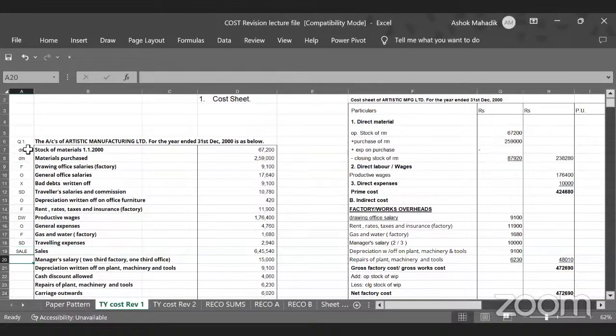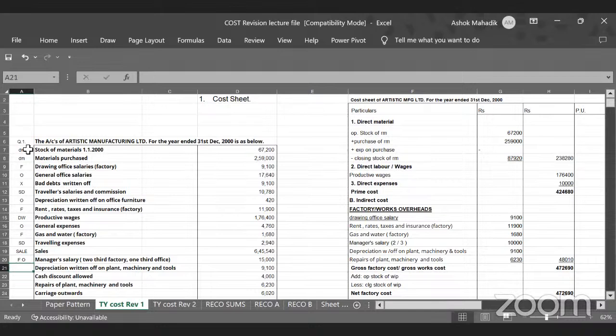Manager salary, 2/3 to factory and 1/3 to office. So out of 3 shares, 2 shares will be put in factory overheads and 1 share out of 3 will go to office. So 15,000 into 2 divided by 3, whatever amount you will get, that is 10,000 will go to factory and the rest 5,000 will go to office. So marking will be both F and O.